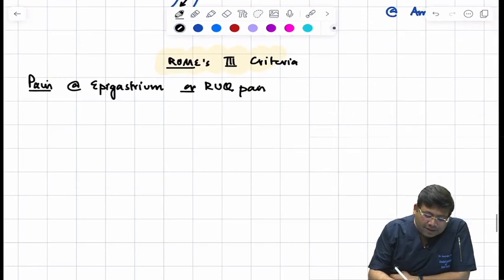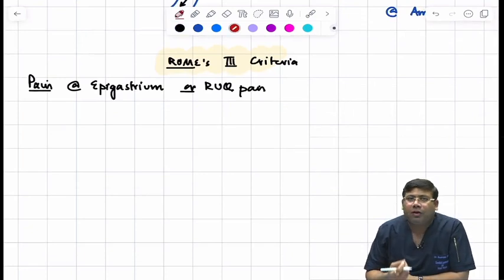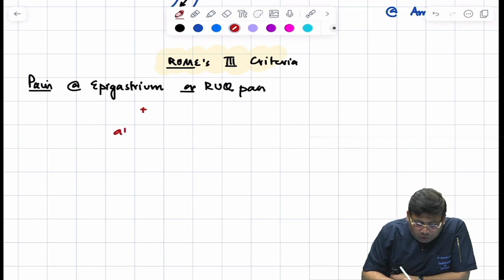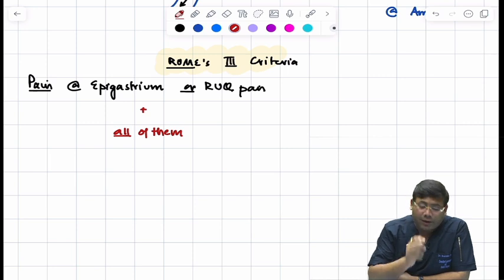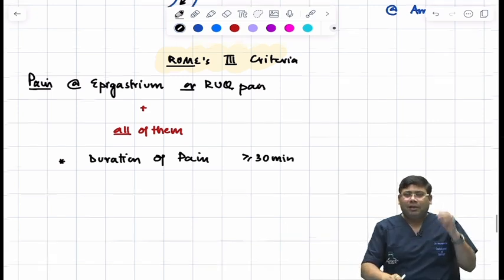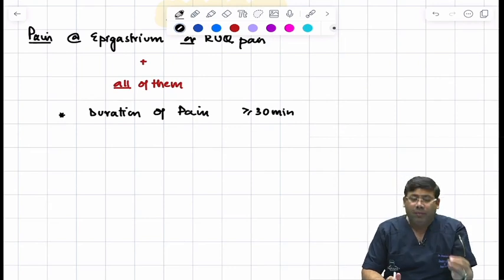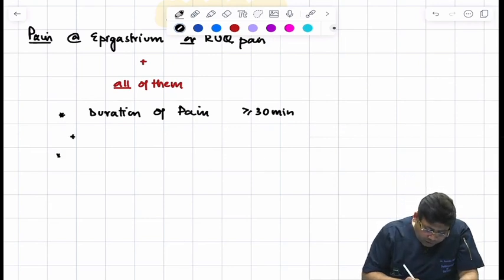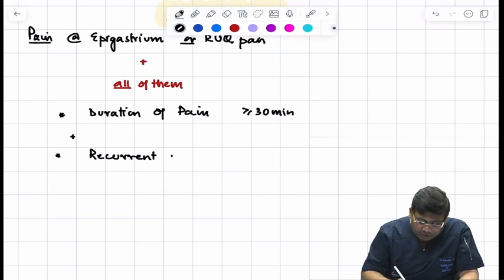The very next thing: is this gallbladder dyskinesia? No, not at all. Along with that, all of them. This is important: all means all. Not a single point should be skipped. The duration of pain should be at least more than or equal to how many minutes? 30 minutes. So pain over the epigastrium lasting 30 minutes or more. Location I have told you. Next, it should be recurrent in nature.